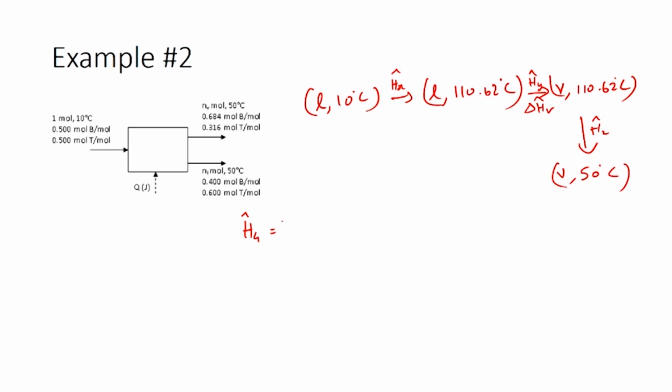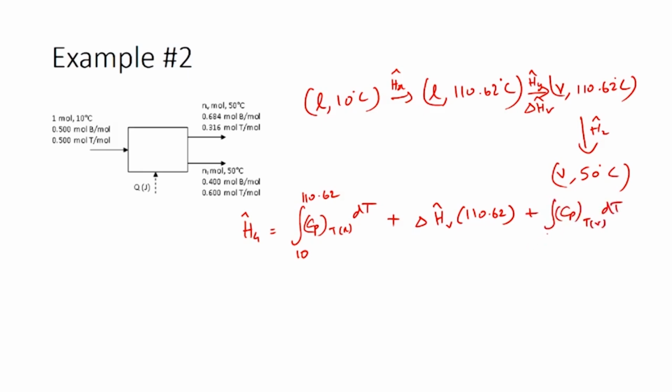For Hx cap, you have only a change in temperature. So, it will be the integral of Cp of toluene liquid dt from 10 degrees Celsius to 110.62 degrees Celsius, plus delta H cap V at the standard boiling point of 110.62 degrees Celsius, plus the integral of Cp of toluene vapor dt, where it is cooled from 110.62 to 50 degrees Celsius. So, this will give you the value for H4 cap. Using these calculations, we can get all the 4 enthalpy values.